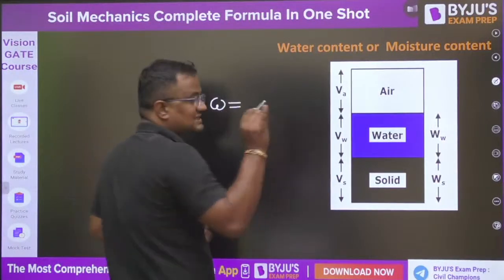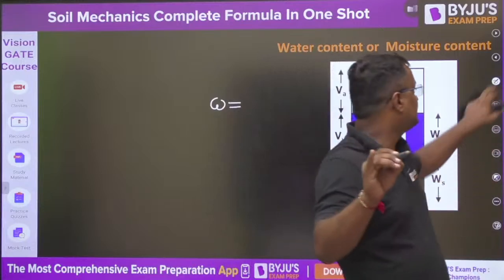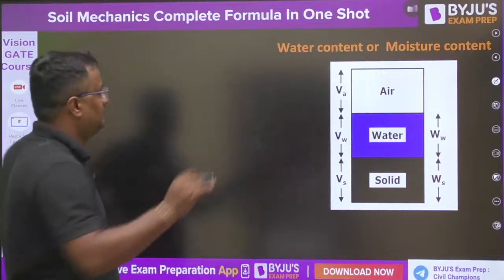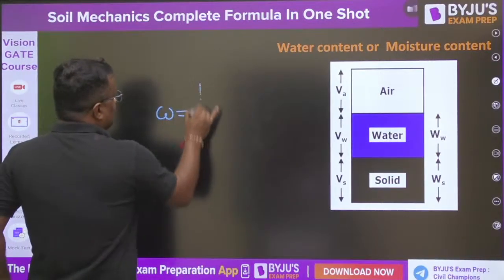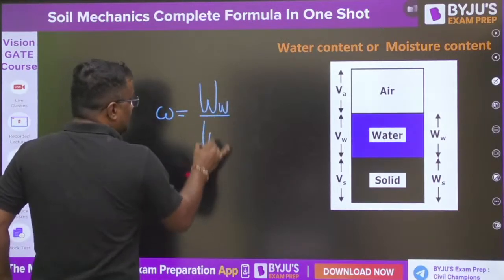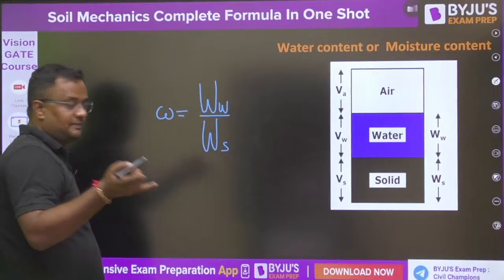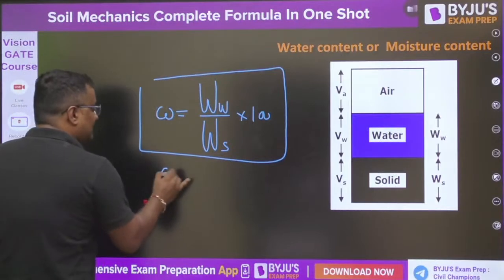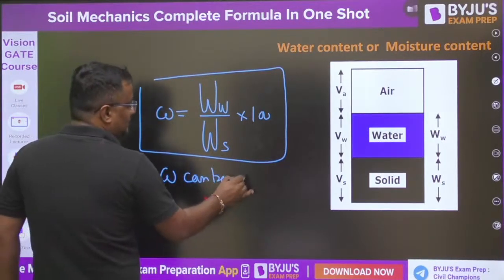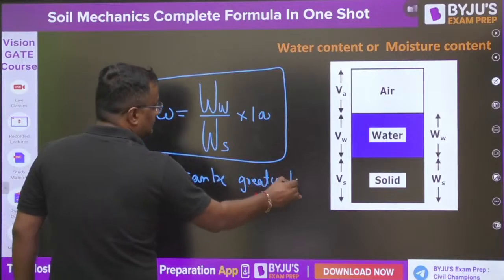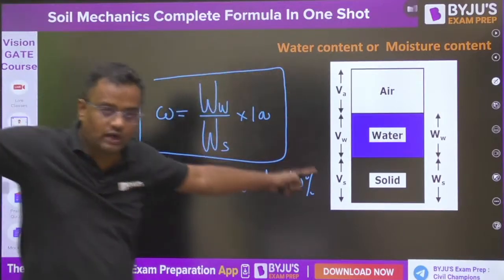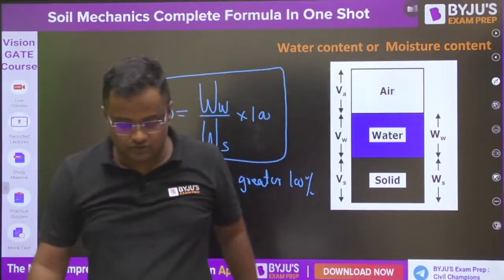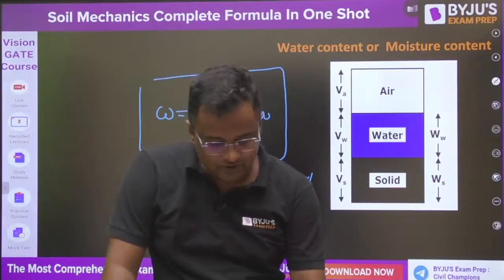Now, what is water content or moisture content? Guys, water content I'll represent with small w. With capital W I'll be representing weight. Small w is the weight of water divided by weight of solid, into 100. And guys, water content can be greater than 100%. Yes, it is possible. There might be so many voids that the weight of water becomes more than the weight of solid. So this is a possibility.